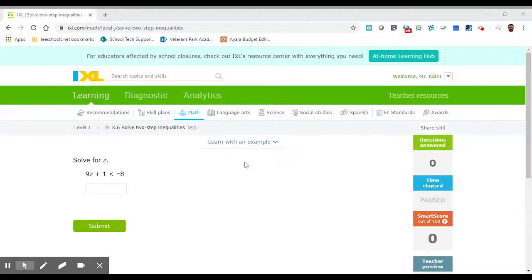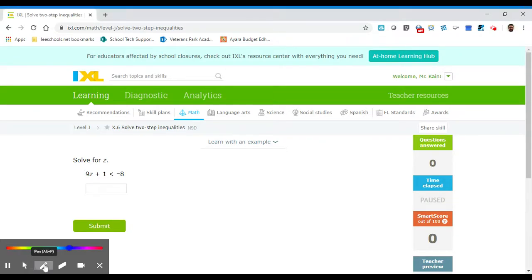All right. So the activity we are working on now is called Solve Two-Step Inequalities, and the code is N9D. There we go again. Eighth grade IXL. All right. So this is very similar to one-step inequalities. We're going to solve it just like we're solving any algebra problem, especially if it's an equation.